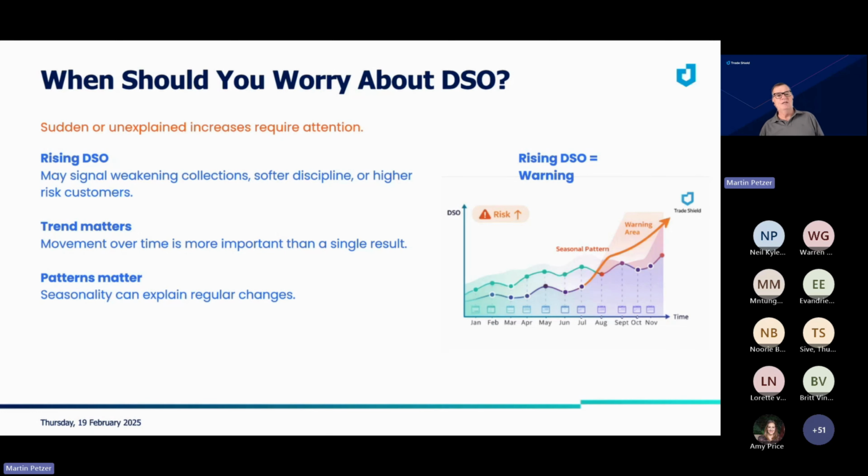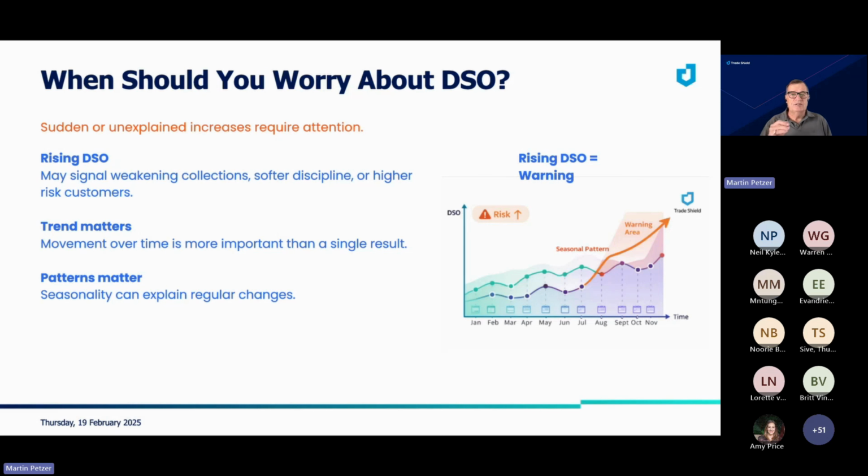When should you worry about your DSO? Suddenly or unexplained increases require attention. If you are not constantly in control and understanding your client, knowing your client, and knowing their behavior and measuring their behavior and watching what they do, they are going to change that behavior and you are not going to see it happen. And what's going to happen then? Your cash is going to sit somewhere and you're going to have a problem.